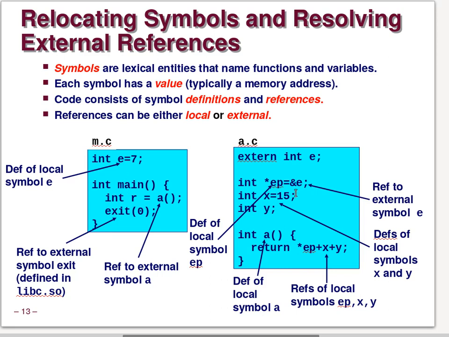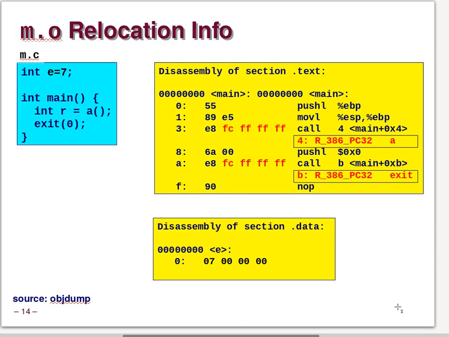Reference to external symbol A, and then we have a reference to external symbol E as well, because remember E is defined as external to be over here. P is a local symbol, and X and Y are other local symbols as well. Definition local symbol A as well, and then it's defined right here. We can go and look through all the sections here.